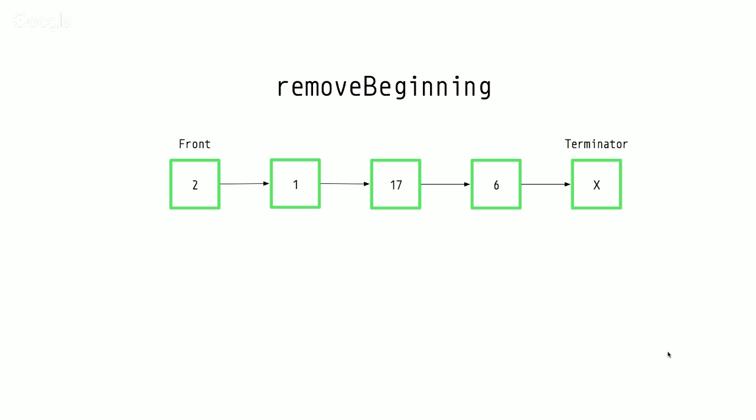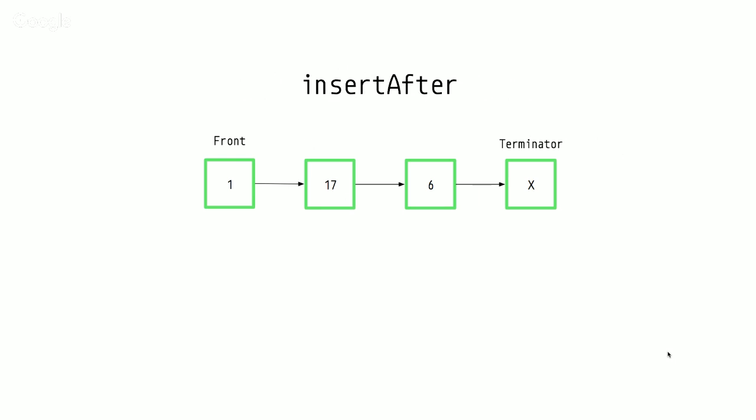The next thing is remove beginning. So also very simple. Basically, move the front up to the next pointer from the beginning, and then destroy the link between those two nodes, and then finally just remove the node, release it from memory or whatever.